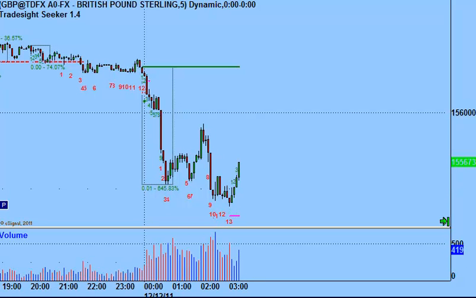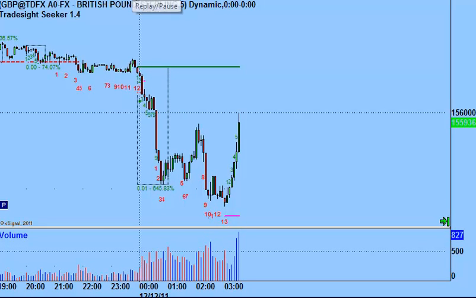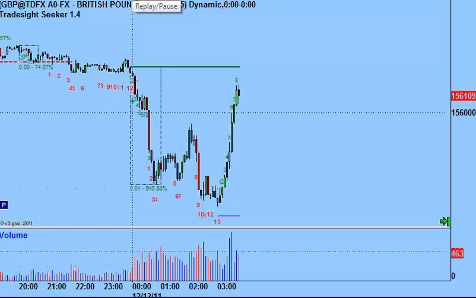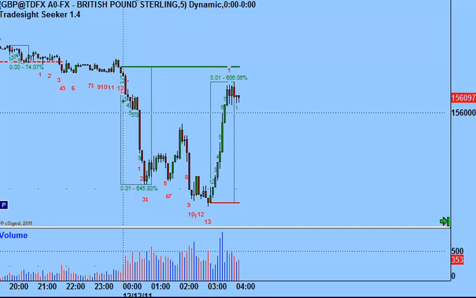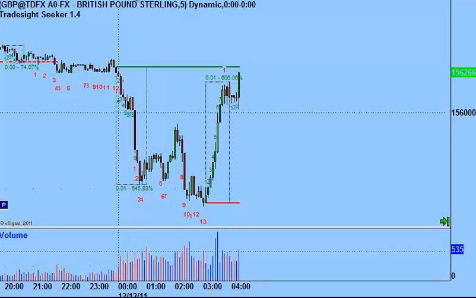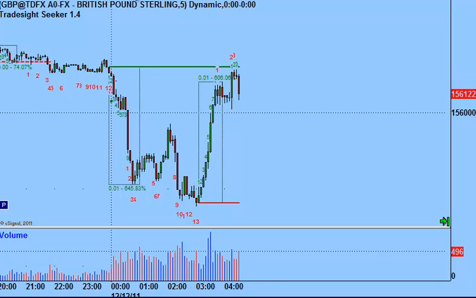And look at that. 1, 2, woo, straight up. That's a great move to the upside, and we actually get another 9-bar count now in the other direction. But either way, that's a big winner in the Forex marketplace. Played out very well for us.